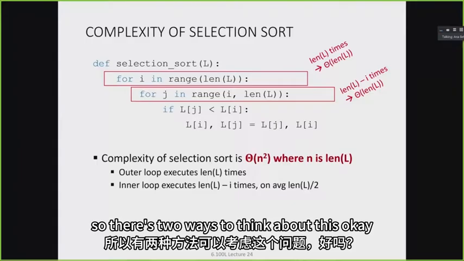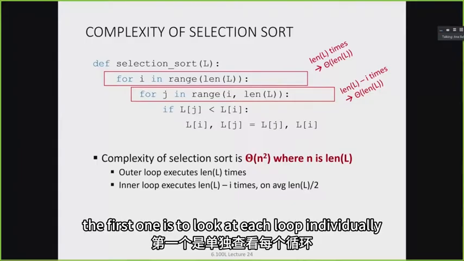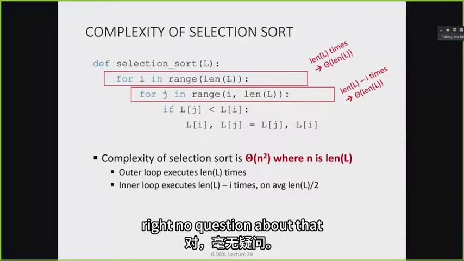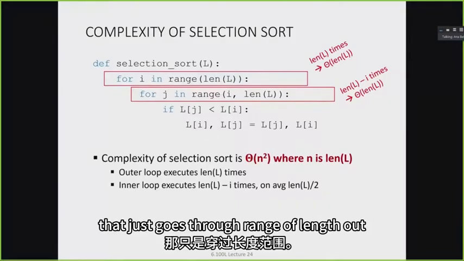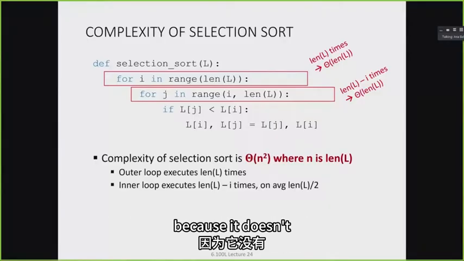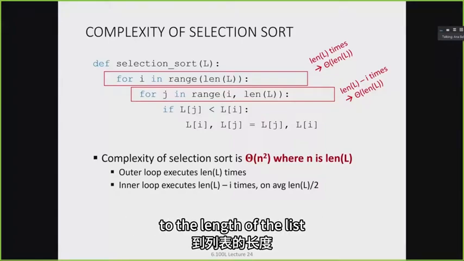So there's two ways to think about this, okay? The first one is to look at each loop individually. Clearly, the outer loop goes through theta of length L, right? No question about that. That just goes through range of length L. The inner loop is a little bit trickier, right? Because it doesn't always go from some fixed number to the length of the list.